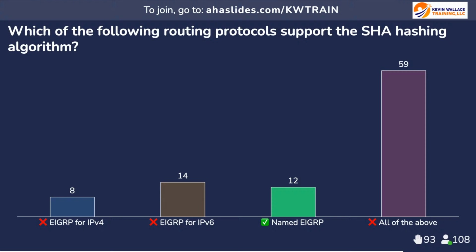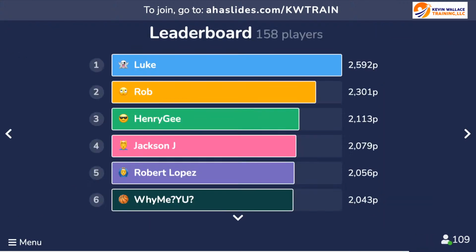All right, our time is up. And the correct answer is named EIGRP. So named EIGRP supports both MD5 and SHA hashing algorithms. EIGRP for IPv4 and IPv6 only support the older MD5 hashing algorithm. So a little bit tricky there. Let's see if that affects our leaderboard at all. Gained a little bit of ground.